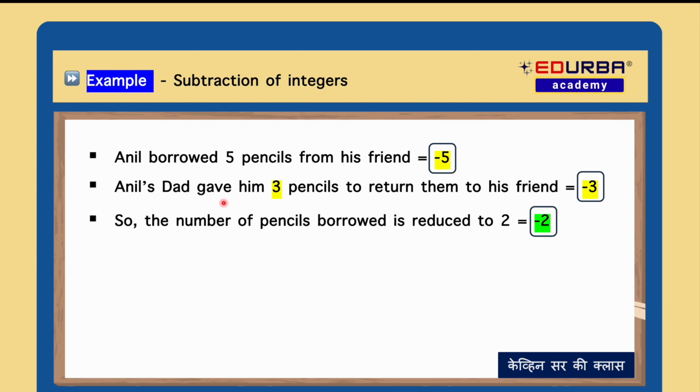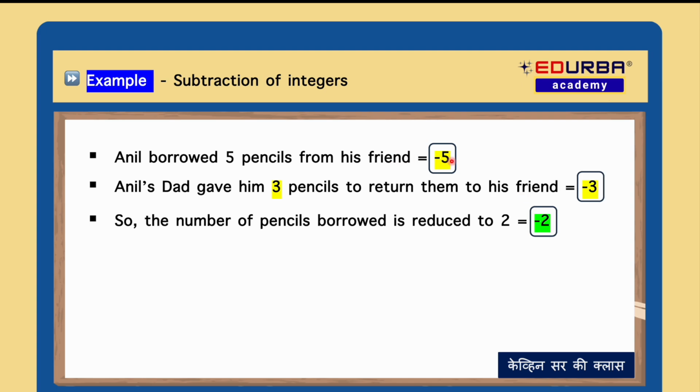Now Anil's dad gave him 3 pencils. He could have used these pencils for himself, or he could use them to return to his friend. In this case, Anil's dad wants him to return those pencils to his friend. So these 3 pencils are with you, but you cannot use them. You have to return them to your friend. That's why we show them as minus 3. So minus shows that something is with you, but you cannot use it right now. You have to give it back in the future.